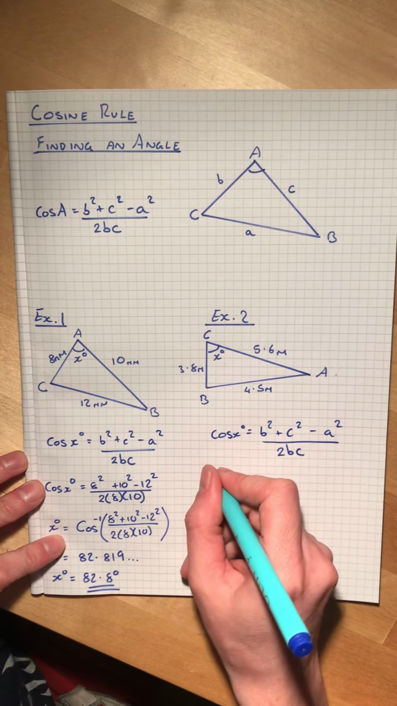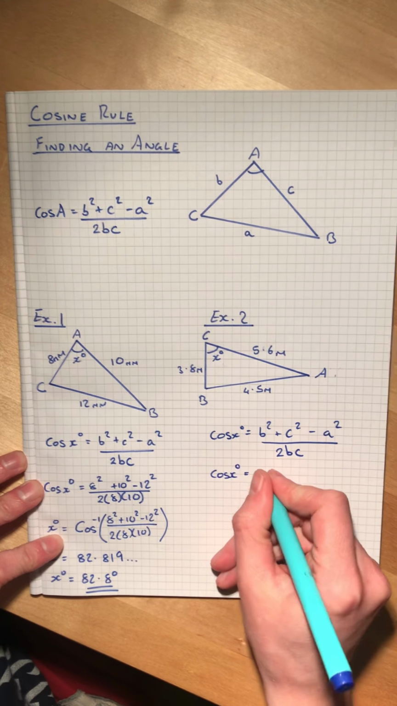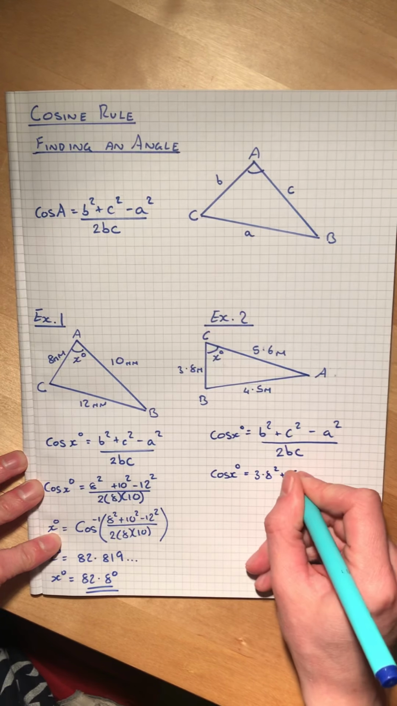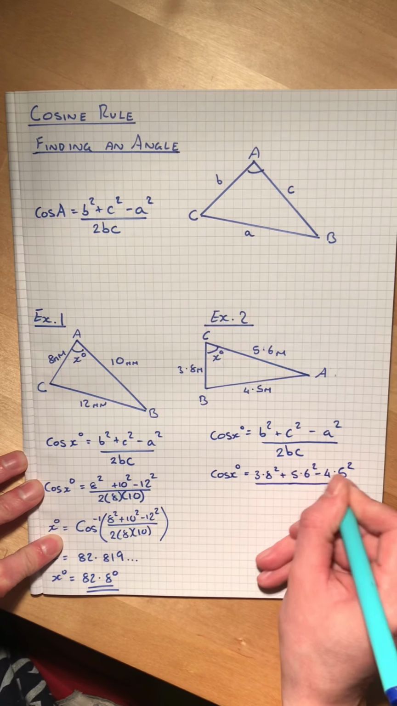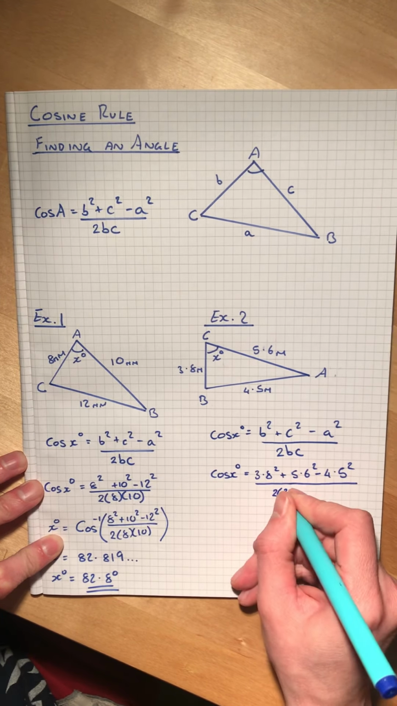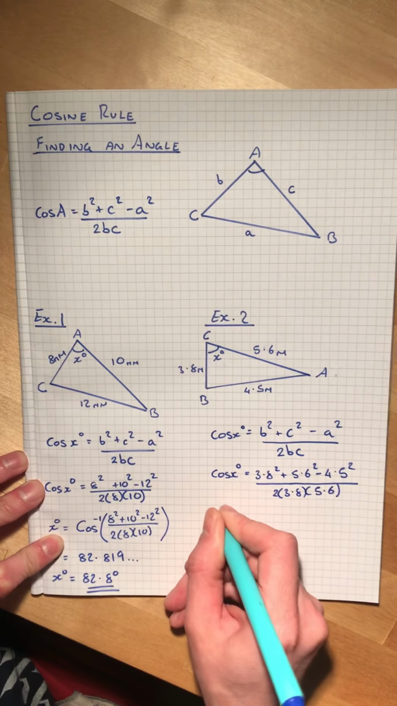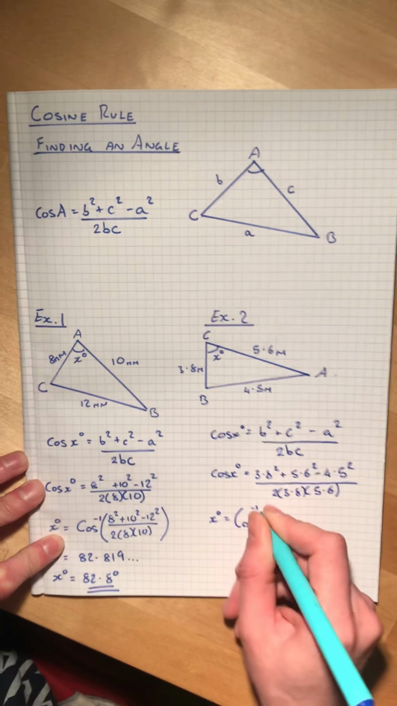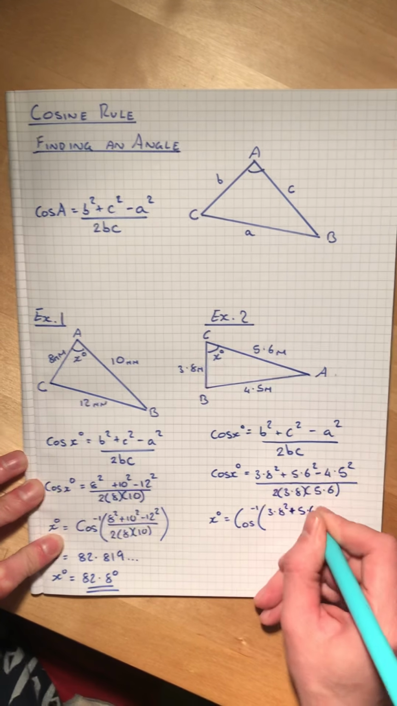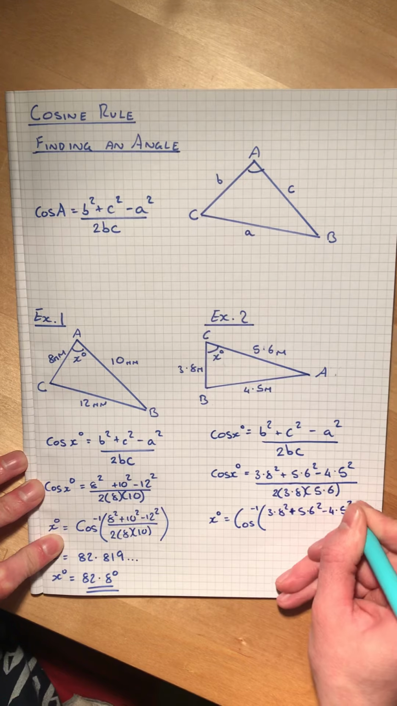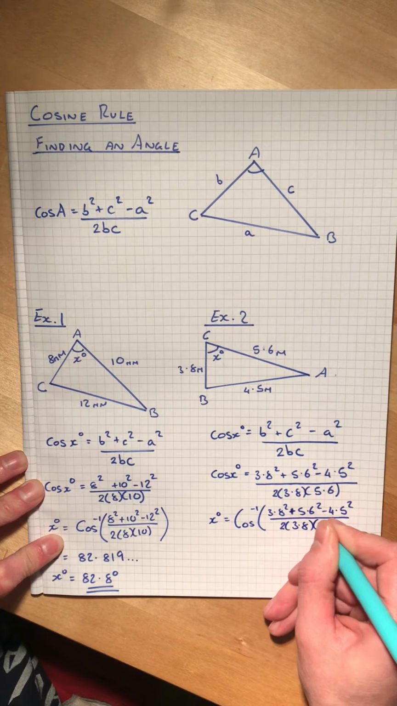So next thing we can write is cos x equals 3.8 squared plus 5.6 squared minus 4.5 squared, all divided by 2 times 3.8 times 5.6. We're finding an angle, so it's cos to the negative 1 of 3.8 squared plus 5.6 squared minus 4.5 squared, all divided by 2 times 3.8 times 5.6.